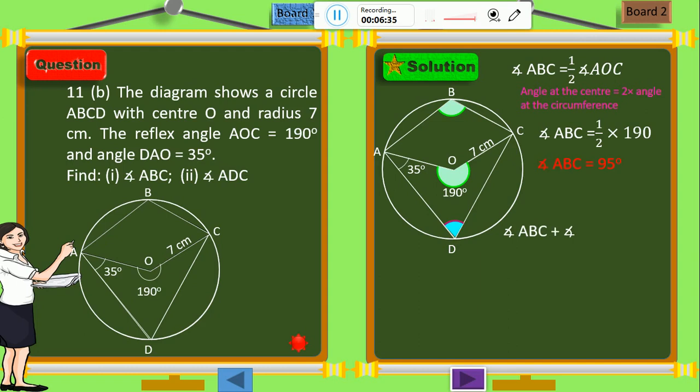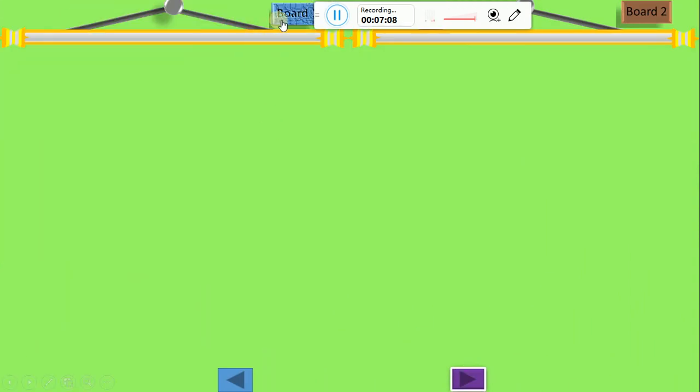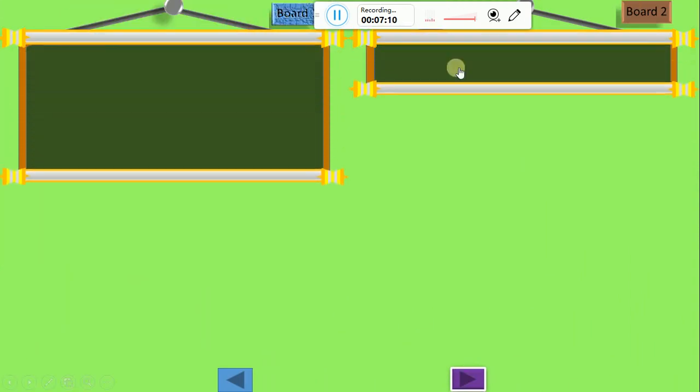Then, angle ABC plus angle ADC is equal to 180 degrees, cyclic quadrilateral. Remember, the cyclic quadrilateral opposite angles are supplementary. Therefore, 95 degrees plus angle ADC is equal to 180 degrees. Angle ADC is equal to 180 degrees minus 95 degrees. Angle ADC is equal to 85 degrees. We go to the last question for number 11, question 11C.